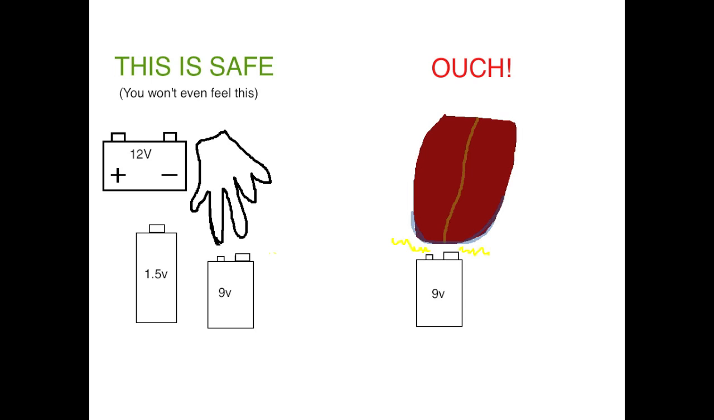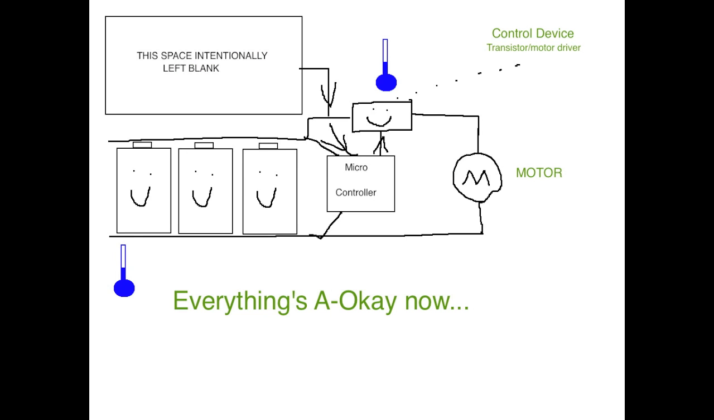Take for example this circuit. In this circuit, you see that there's a microcontroller driving a transistor, which is in turn turning a motor on and off based on some signal from somewhere. And it's running on regular batteries. And the circuit is functioning normally at the moment and everything's fine.